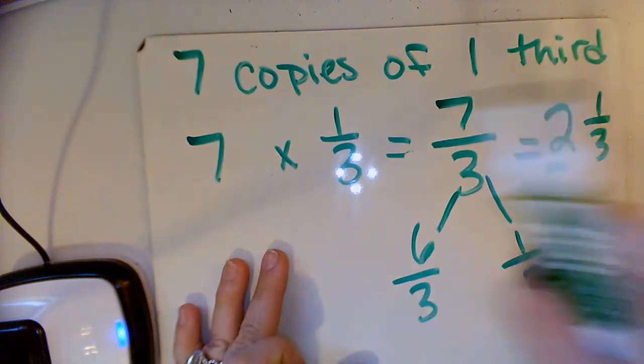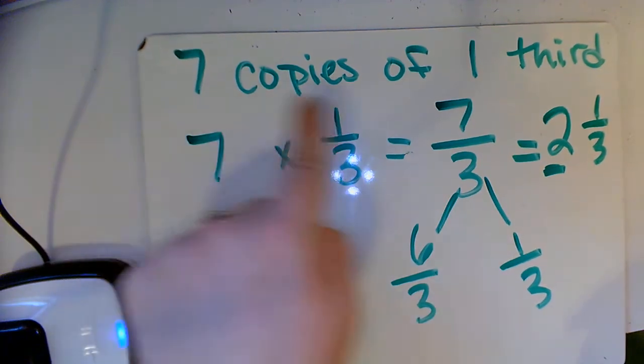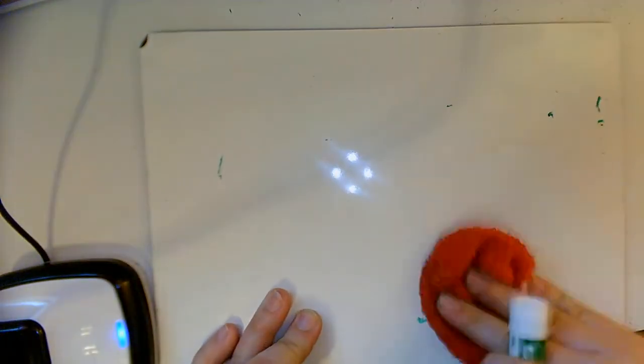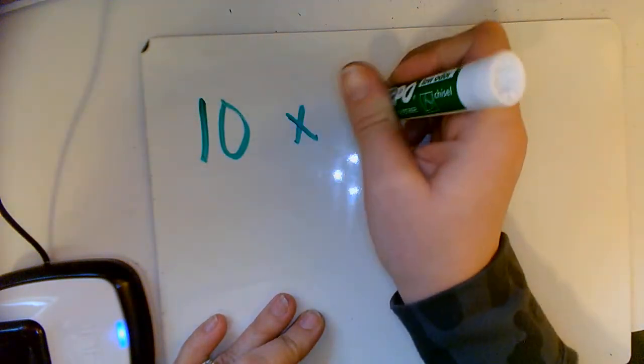Okay, so if you see it written like this, that's why I keep saying, well, 7 copies of 1/3. 7 times 1/3. So sometimes they write it slightly differently, just so you're able to see what's happening. All right, let's do 10 times 1/4.